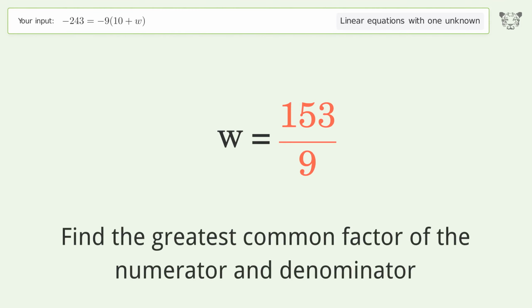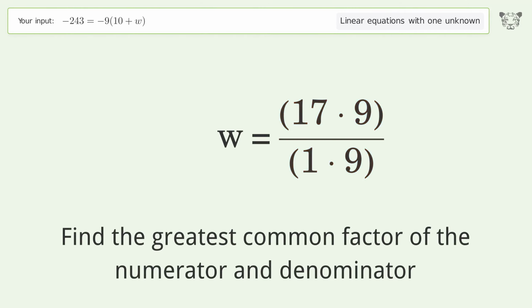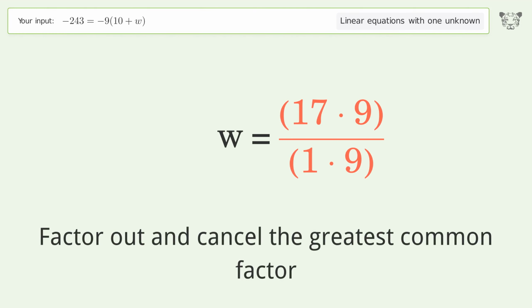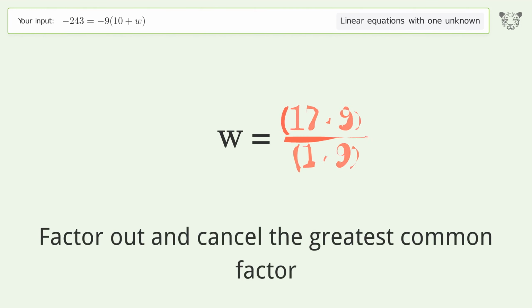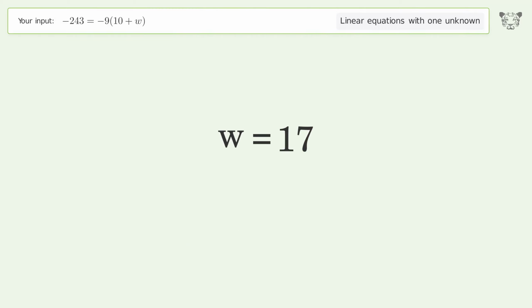Find the greatest common factor of the numerator and denominator. Factor out and cancel the greatest common factor. And so the final result is w equals 17.